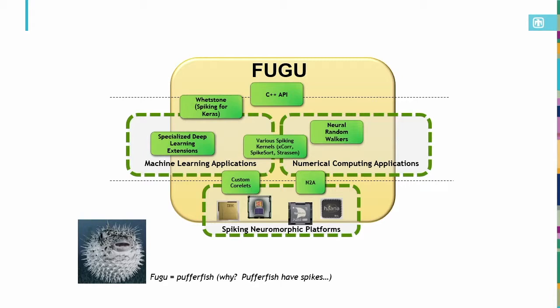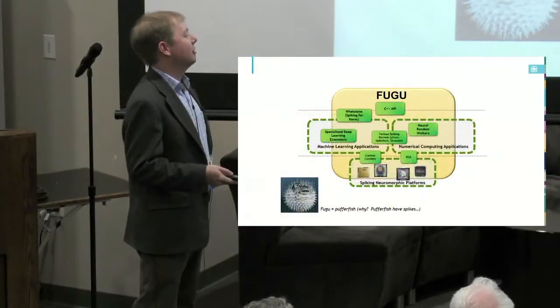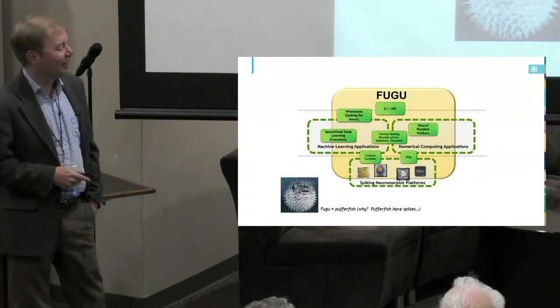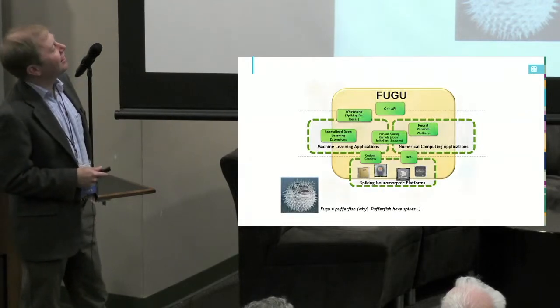Fugu, because that's pufferfish. Pufferfish are spiky. I think everyone here can appreciate why the name goes from there. And also, the toxin in pufferfish is tetrodotoxin, which is what electrophysiologists use to silence spikes. Probably fewer people in here know that.